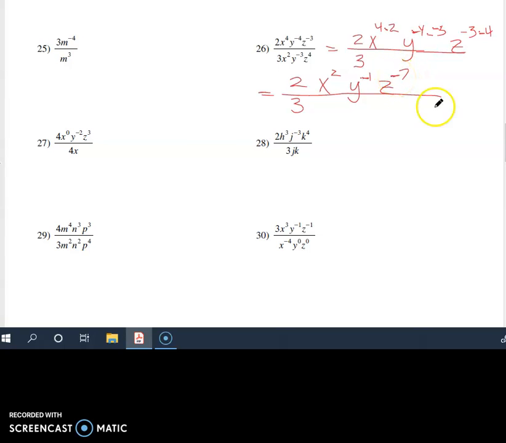So for the final answer, the 2 and the 3 both have an exponent of positive 1, so they're going to stay right where they're at. The x squared already has a positive exponent, so it's going to stay in the numerator. But the y and the z have negative exponents. The y goes down to the denominator, becomes y to the first, and z becomes z to the seventh.